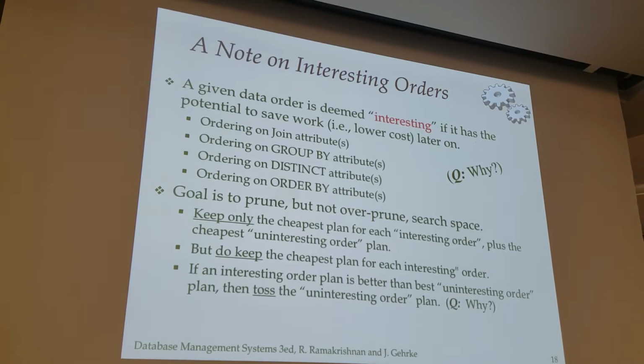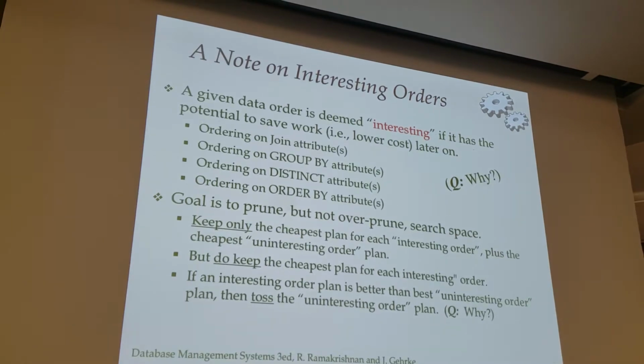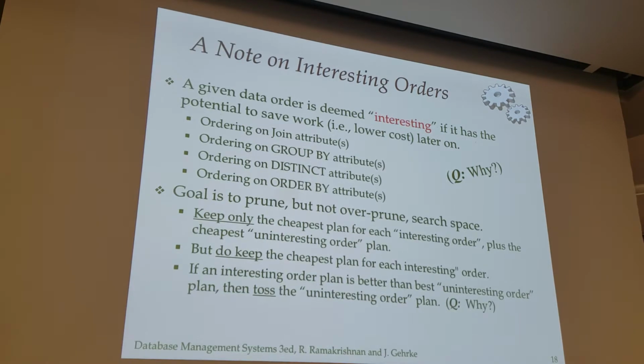And you also keep the cheapest uninteresting order. But if the cheapest interesting order is better than the cheapest uninteresting order, you don't keep the cheapest uninteresting order. So if the cheapest interesting order is 1,000 and the cheapest uninteresting order is 1,500, there's no point in keeping the uninteresting one. Being interesting never hurts. Allows you to have more conversations, parties, you know, all the rest of that stuff. There's no point in keeping an uninteresting plan if an interesting plan is better.